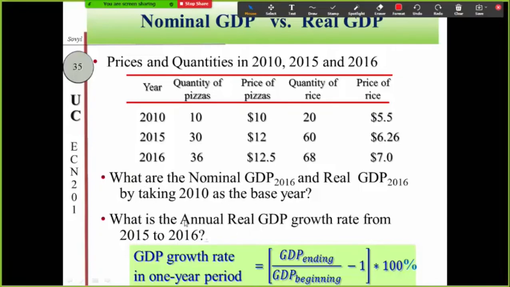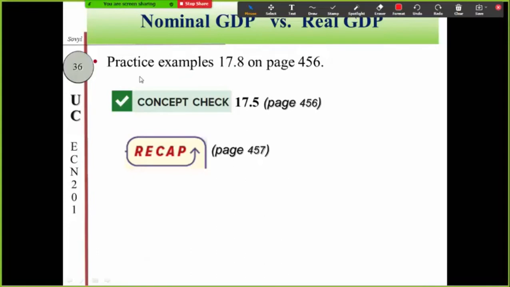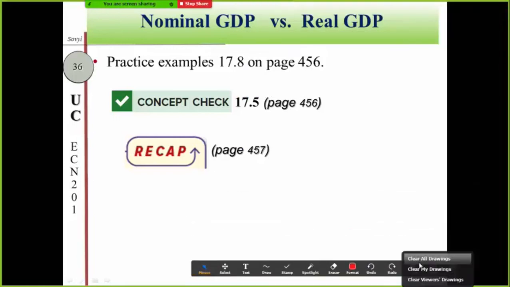I hope that you can find the answers to the questions here. We have 2 questions based on this data to enable you to practice finding the answers. This is the other practice that you need to do based on your textbook. Go back to your textbook on page 456. You can see example 17.8 and concept check 17.5, and on page 457 you can see the recap. This is what you need to do in order to get more understanding.